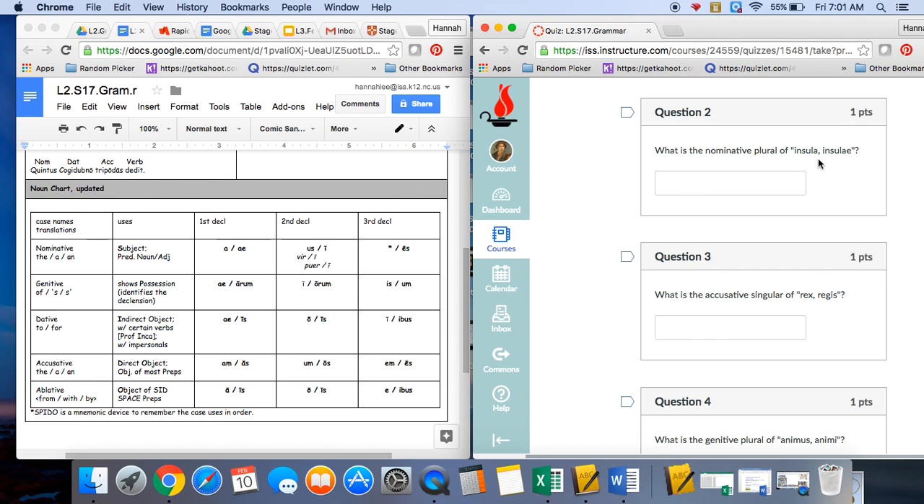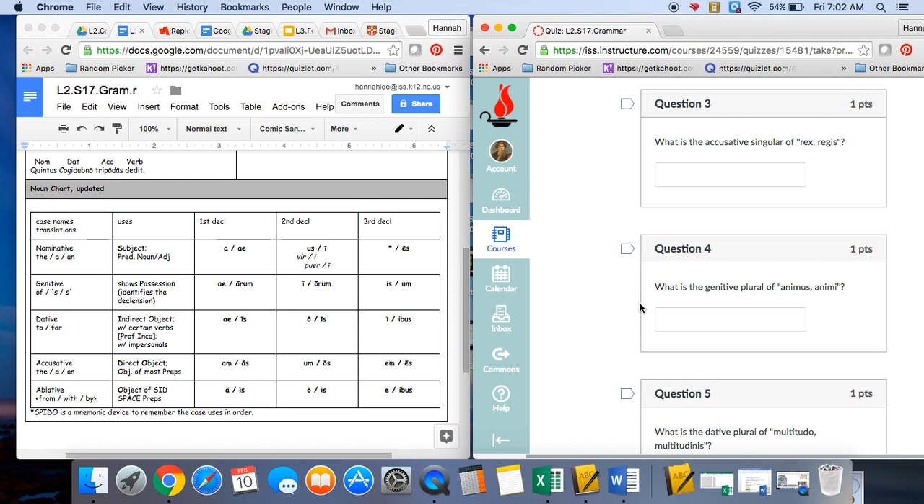The first thing that you need to do is figure out what family insula is in, what declension insula belongs to. Insula is an A-AE word. A-AE words fit over here in first declension. We need it to be nominative, so here's your nominative. We're looking for first declension, and we need plural. So this is the ending that we need on insula. INSULAE. Don't use any long marks, don't capitalize. Just spell it as it is.